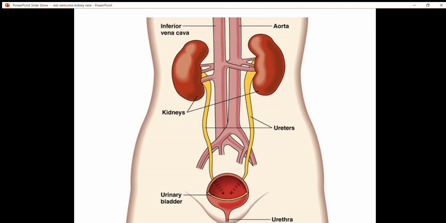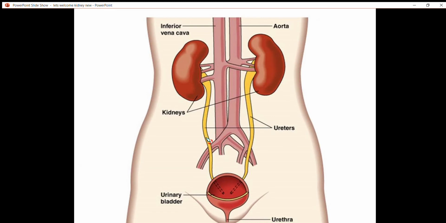Here is the anatomical position of the kidney. This is a frontal view. You are looking at your body from the front. You have got the two kidneys. The adrenals are not shown over here. These are the aorta on one side and inferior vena cava on the other side. And these are the renal blood vessels moving in and out. And here the yellowish color is the ureter.